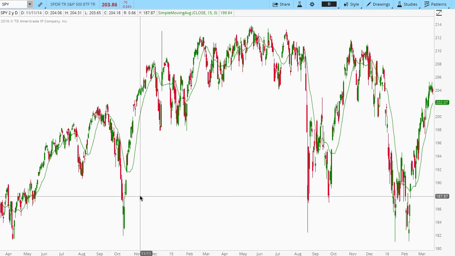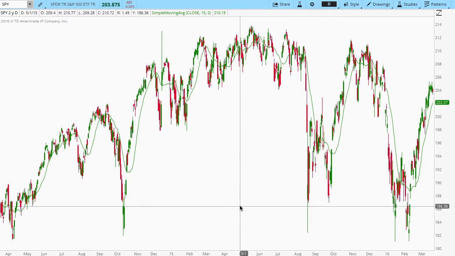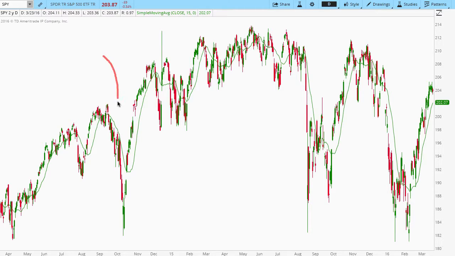So the first thing we're going to do is look at a chart of SPY. This is the SPY at the time that we're doing this video. This is actually the last 2 years on a daily basis. And what I've done here is I've overlaid just a simple 15-day moving average. This is that green line that you see here.